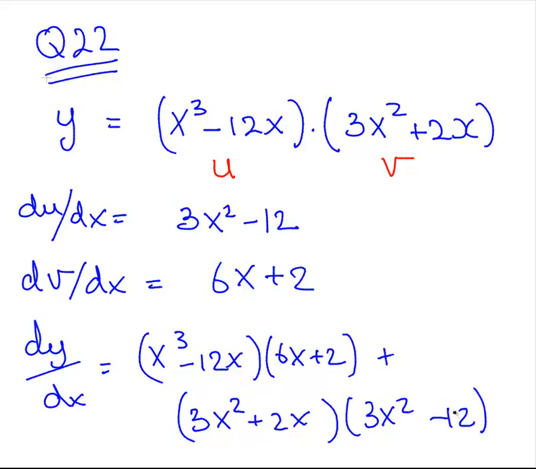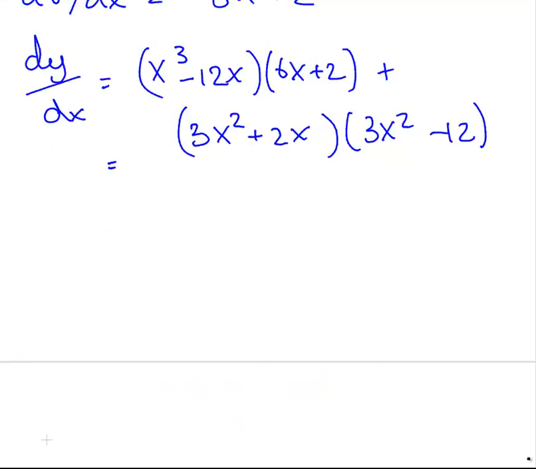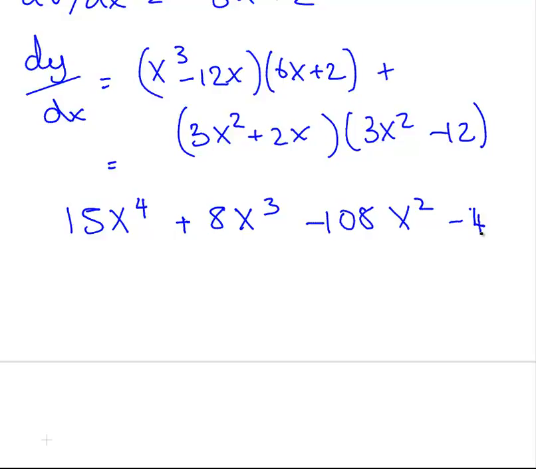Now this requires a little bit of calculation. Essentially, what I'm going to do is just give you the answer here. So it is 15x to the power of 4 plus 8x cubed minus 108x squared minus 48x. You might notice we don't have a constant term, or x to the power of 0, there. So that's it there. That's the derivative of that one.